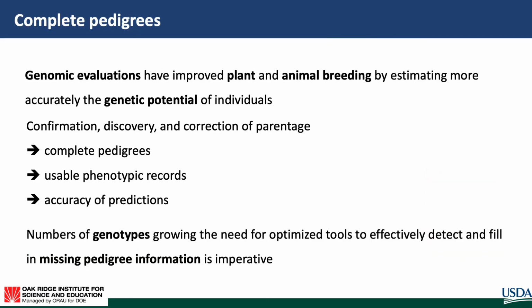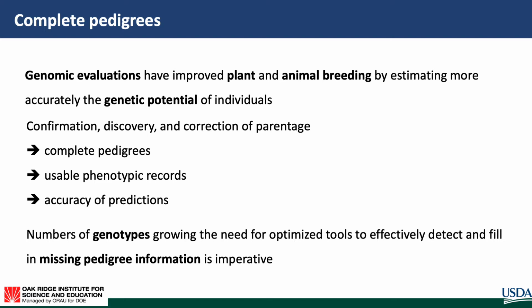As we know, genomic evaluations have improved plant and animal breeding because they allow us to estimate more accurately the genetic potential of individuals. In that way, we can select better parents for the next generations. These genetic and genomic estimations rely heavily on having complete and accurate pedigree information. As we know, pedigrees always have errors and missing information.